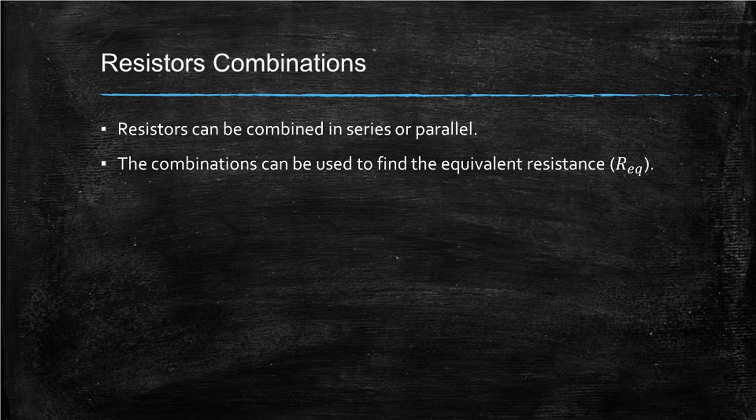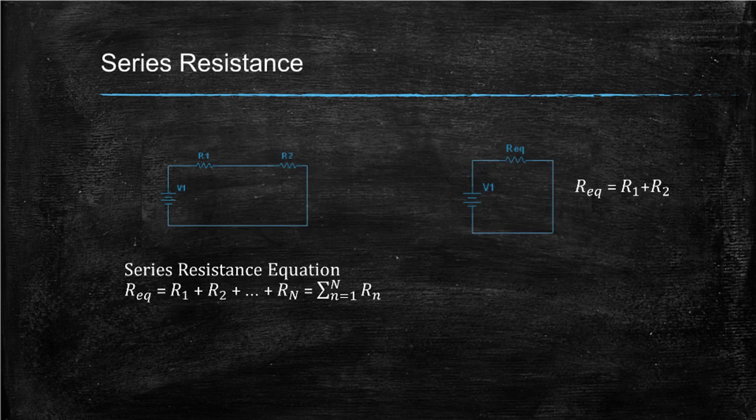Resistors can be combined in series or parallel. The combinations can be used to find the equivalent resistance, which is the result of combining two or more resistors together. If you remember, elements in series share a node and the current passing through them is the same.